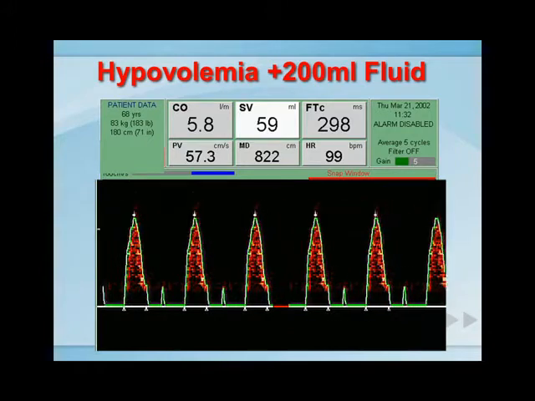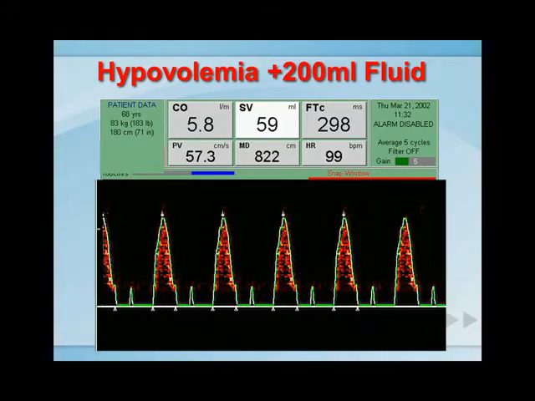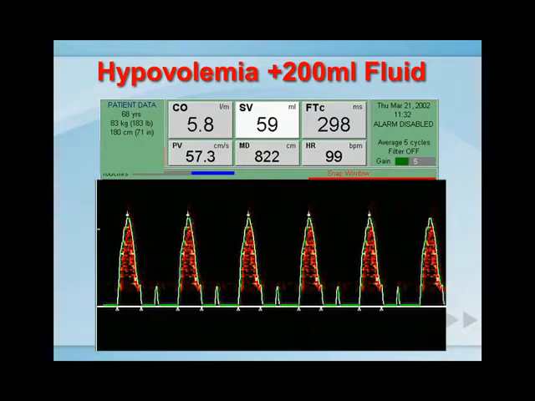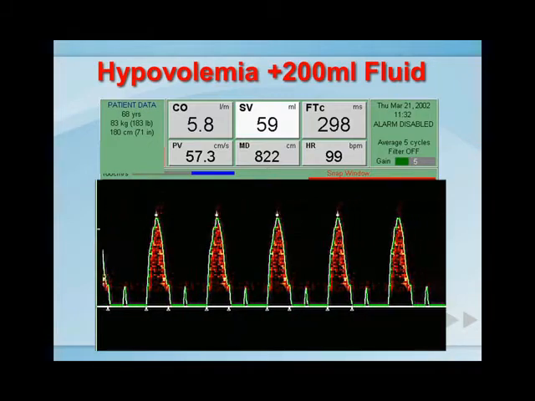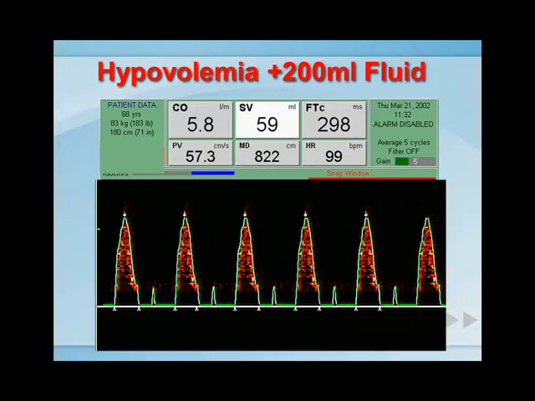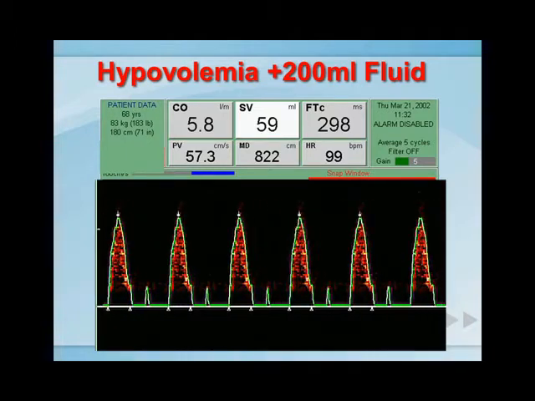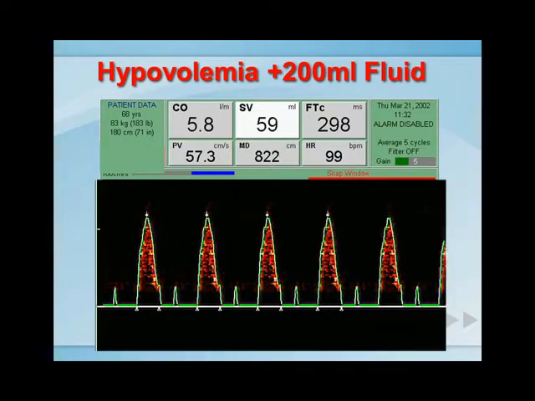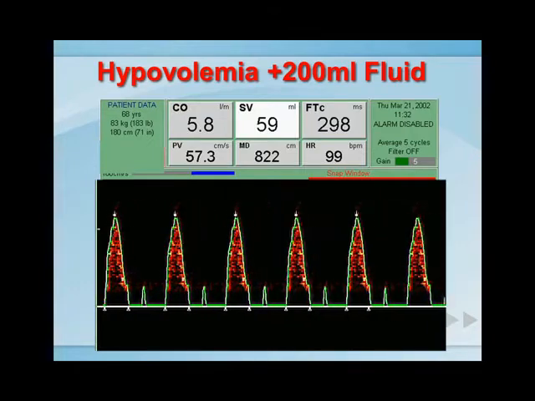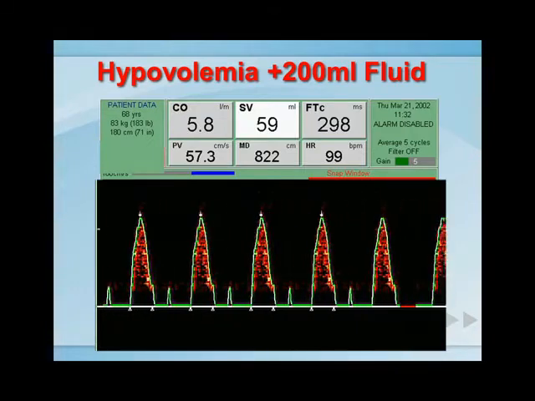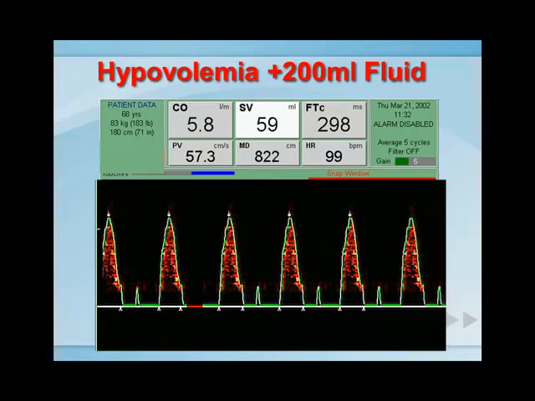The effect of the fluid infusion, as shown here, gives you real-time monitoring, and the result of your fluid challenge is shown. The stroke volume has increased by 31% to around 59 cc's, and the corrected flow time by 34%. Both of these measurements indicate that a further bolus should be given.